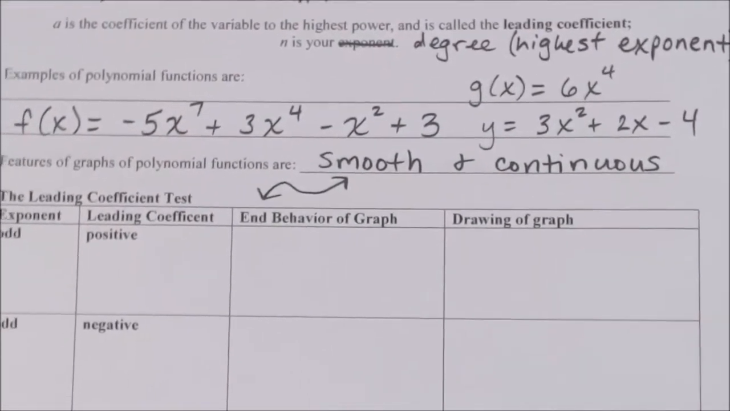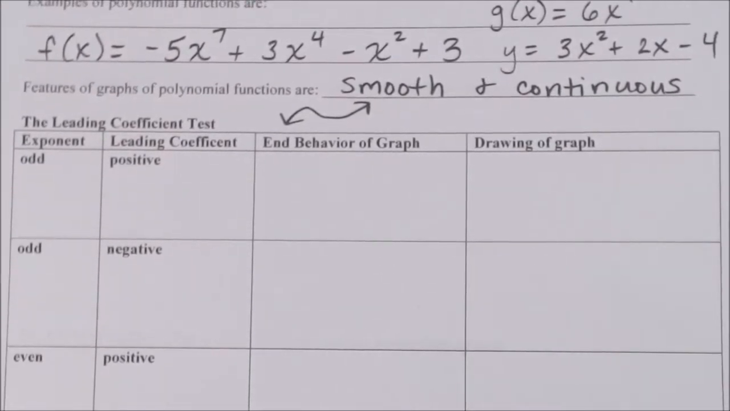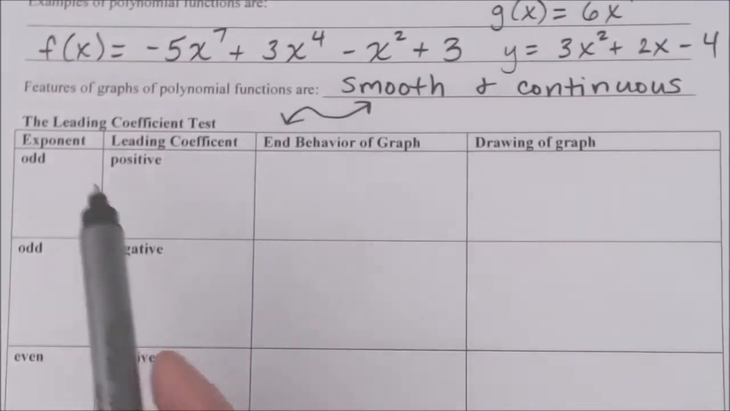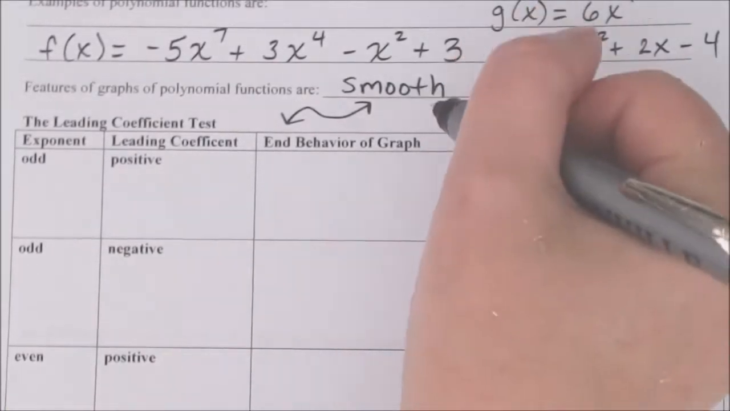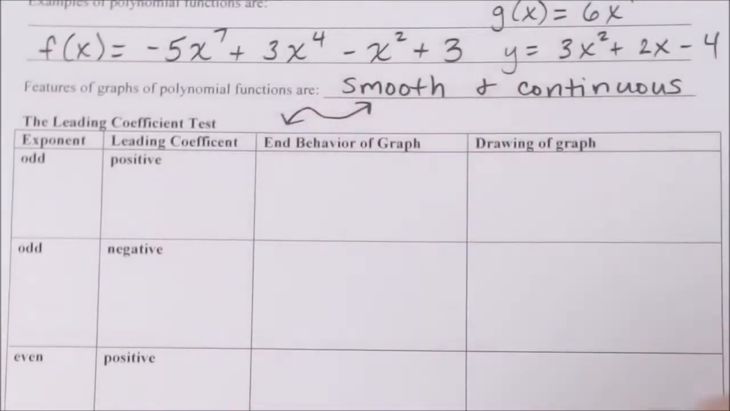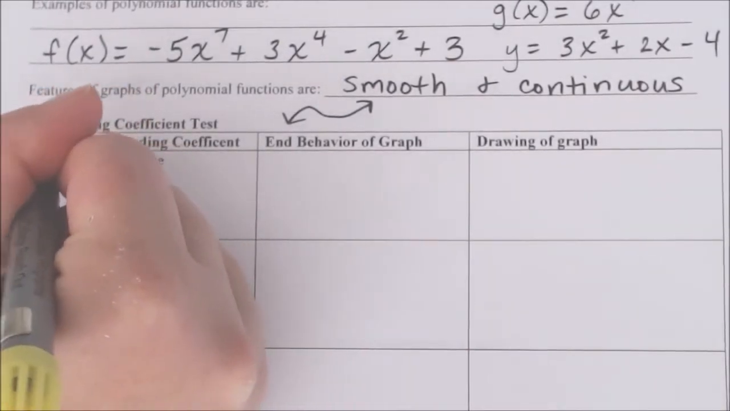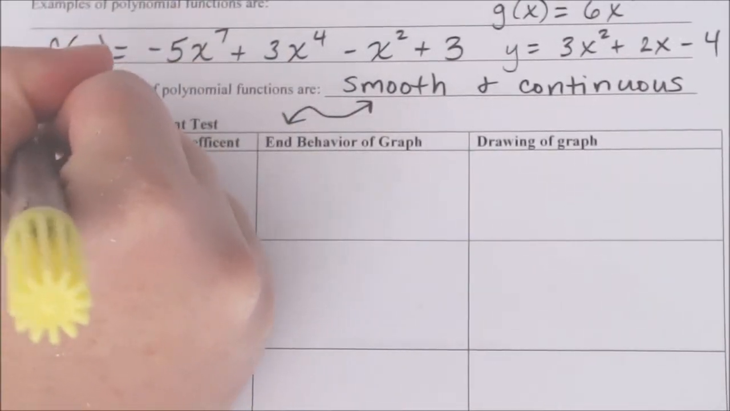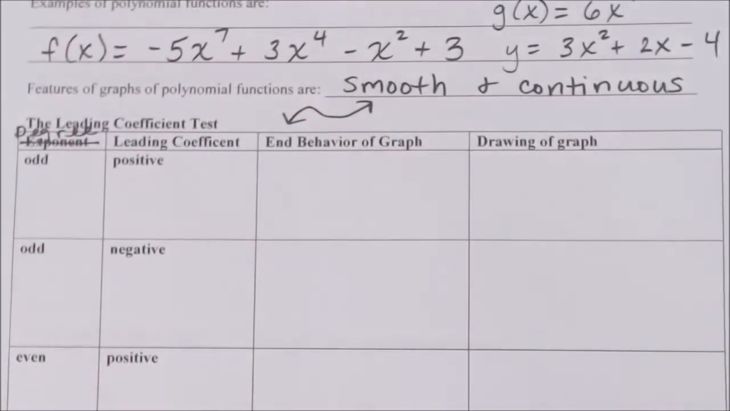So one thing I want you to get good at is knowing what the end behavior is for a polynomial. And so what we're going to do to figure that out is use something called the leading coefficient test. Make a note that this is the end behavior. So if you're ever asked about end behavior, this is the way we're going to do it. There are two things you want to look at. You want to look at the exponent, and again, I like the word degree better, so I'm going to cross this out and change it to degree. So whatever the highest power term is, that's the degree.